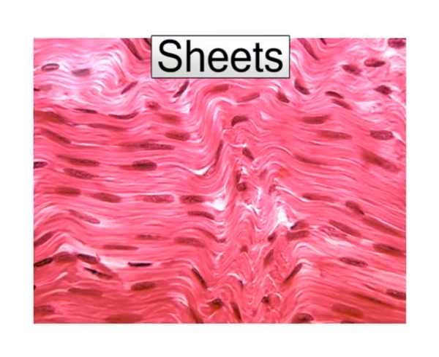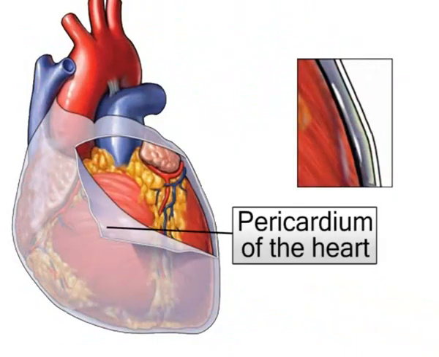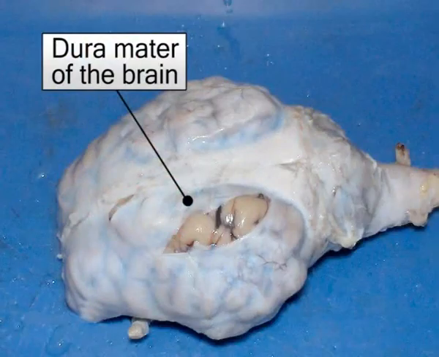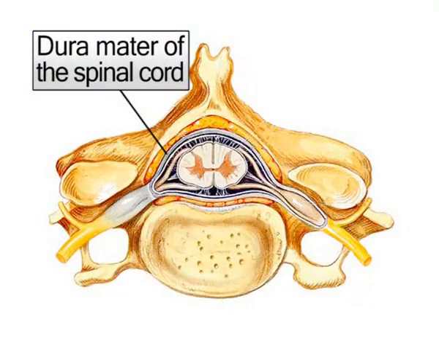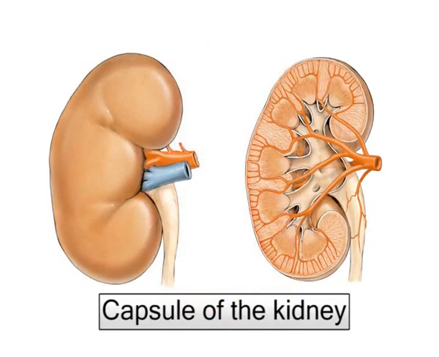Sheets. Here the fibers lie in a crisscross fashion in one plane and thus form sheets. It occurs in the pericardium of the heart, dura mater of the brain and spinal cord, cornea of the eyeball, capsule of the kidney, etc. This was all about the white fibrous tissue.